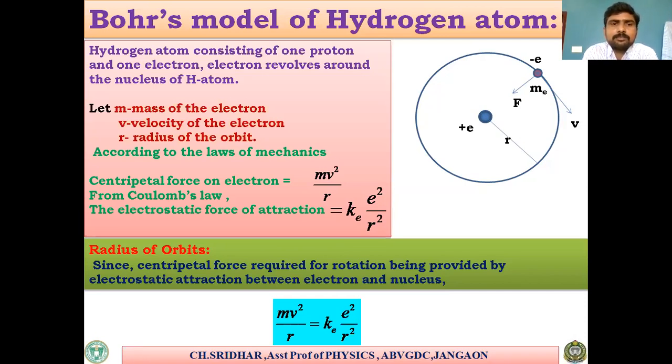So the electrostatic force of attraction is equal to Ke into E square by R square, with Ke equal to 1 by 4 pi epsilon naught.